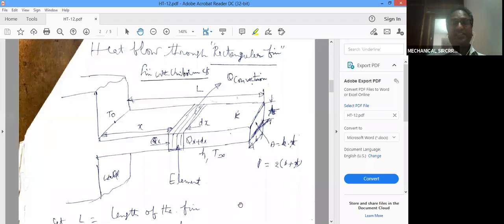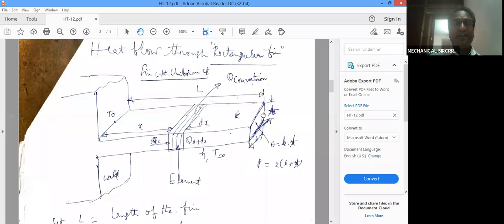There are three types of fins here. First one, long fin. Second one, fin insulated at the end. Third one, short fin. For each and every fin, you have to derive the temperature distribution equation and the heat transfer rate equation. So first we'll go for the long fin, the lengthy fin.